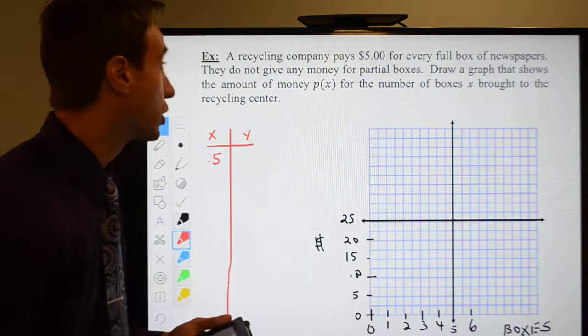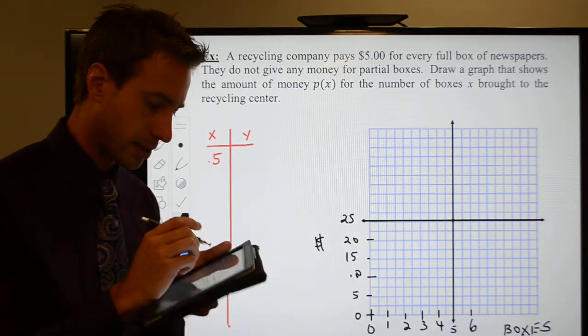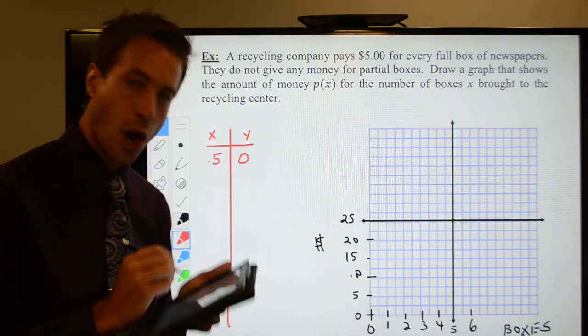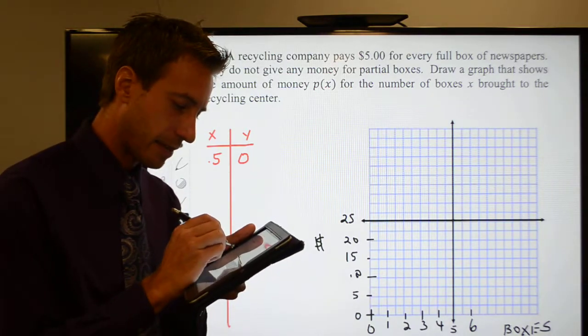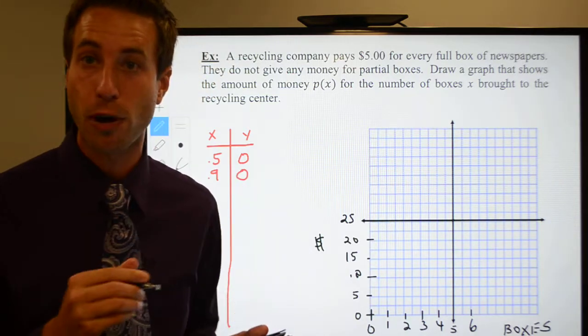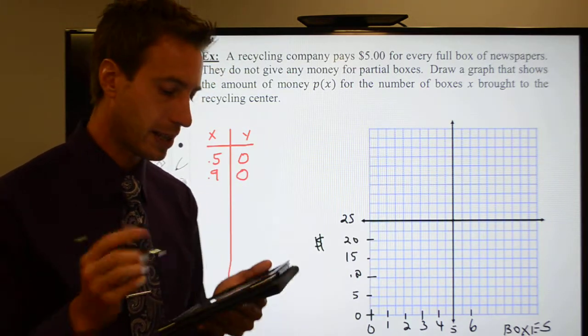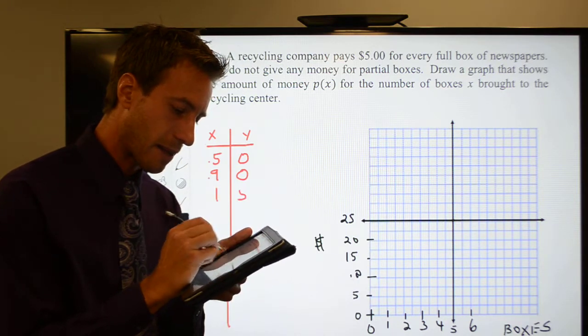Well, we were told no money is given for partial boxes. So that's going to be 0. What if I bring them a box that is almost full, 0.9? Well, I'm still going to get $0 for a partial box. It must be completely full. So when I get to that first full box, that's when I'm going to get my $5.